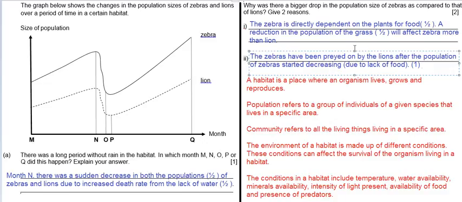So those are two possible answers. If you think you have other possible answers, do write them down during the test, and then we'll see whether it works or not.